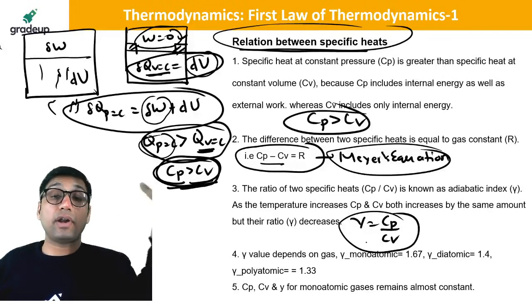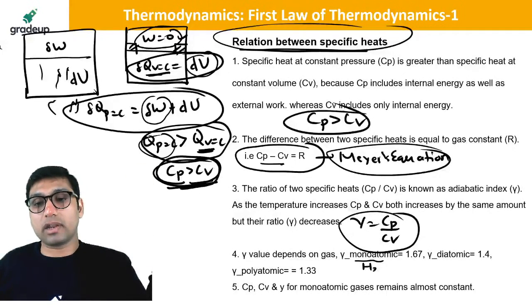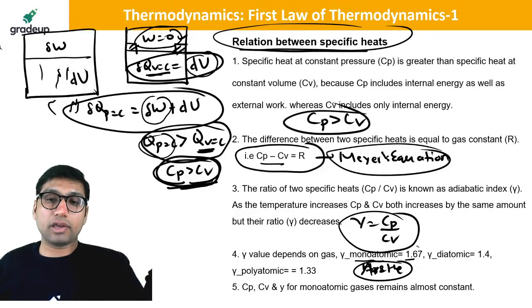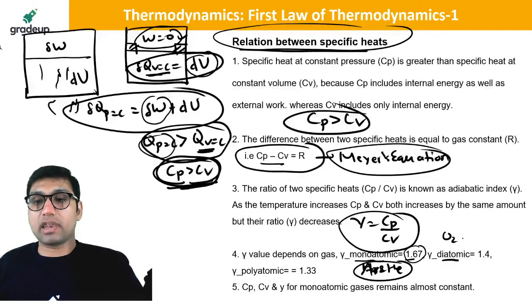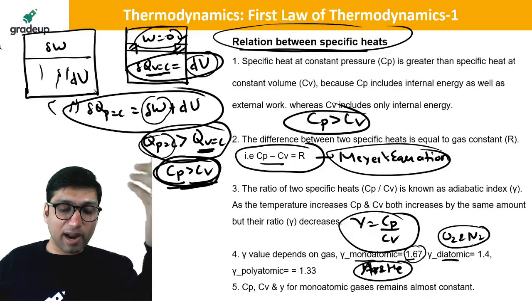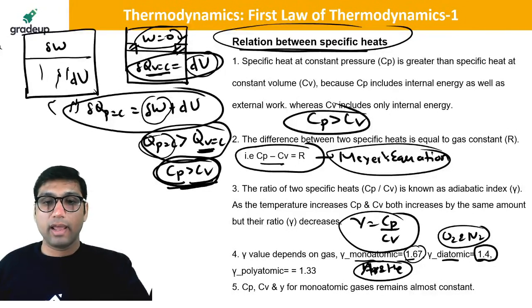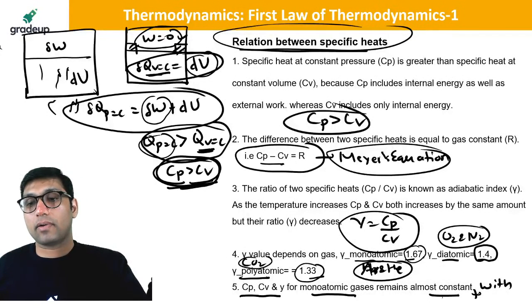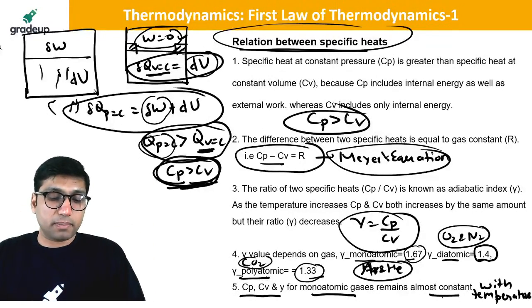Now this adiabatic index is different for different types of gases. For monatomic gases like helium and argon, the value of gamma is equal to 1.67. For diatomic gases like oxygen and nitrogen, and generally for ideal gas also, the value of gamma is equal to 1.4. And for polyatomic gases like carbon dioxide, the value of gamma is 1.33. Cp, Cv and gamma for monatomic gases remain constant with temperature, most of the time.